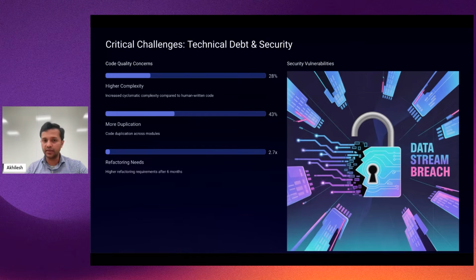But here's the thing, there are obviously challenges, but these are solvable problems. So we can go with automated security scanning, code review processes, and architectural governance.